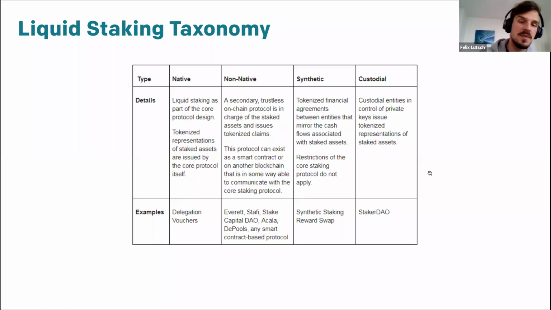That's then non-native, right? That means here there is another trustless on-chain protocol that is in charge of the staked assets and issuing these tokenized claims. That can be a smart contract if it's a smart contract chain, on Ethereum or wherever. You could build a smart contract that does this. There are also other approaches, for example in Cosmos, where another zone, so another blockchain, might control an account on the staking network via IBC.